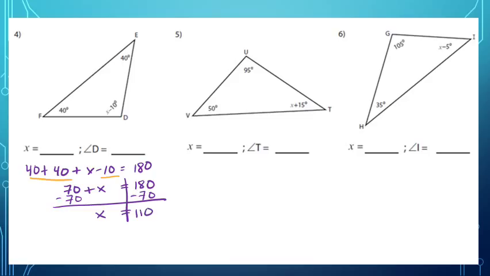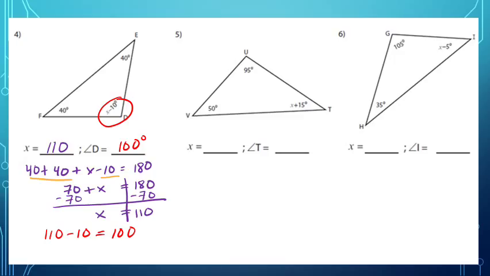And again, this just helps me by doing the same thing to both sides. I keep it balanced. And so now I've actually solved for x. So x is 110. However, angle D tells me that that angle is x minus 10. So I'm actually going to have 110 minus 10, which is 100. So that particular angle is 100 degrees.